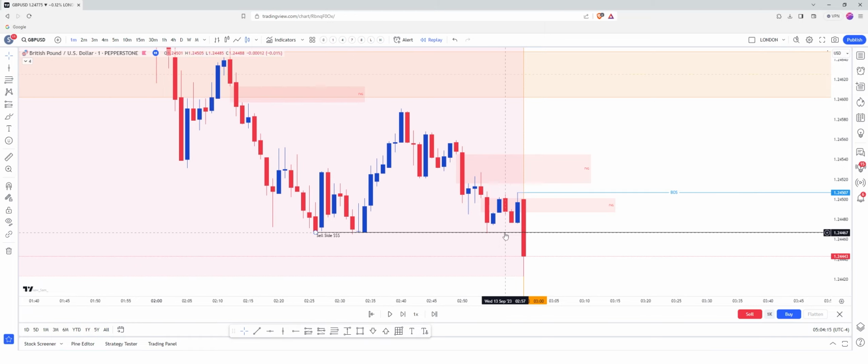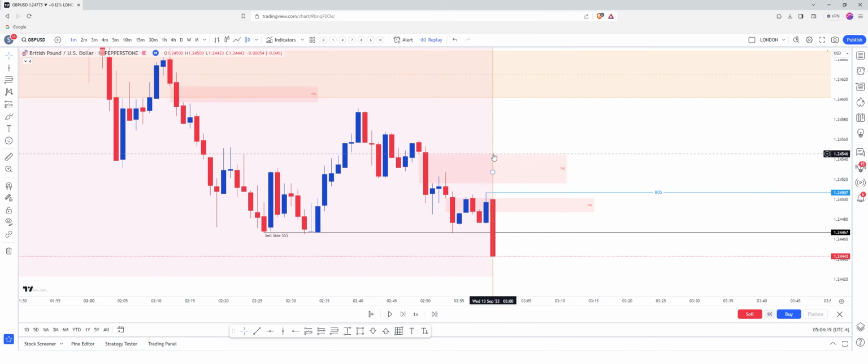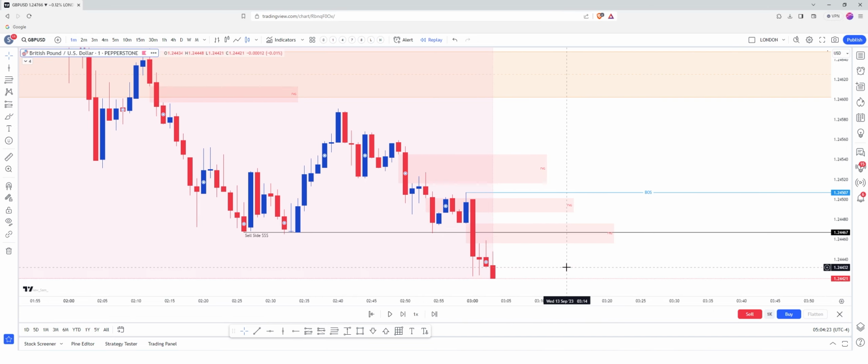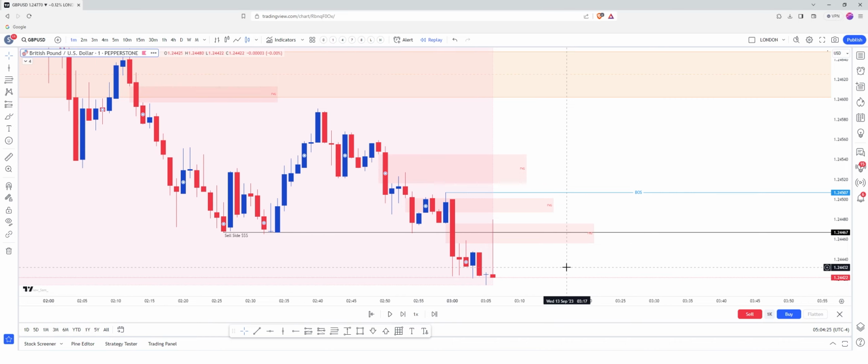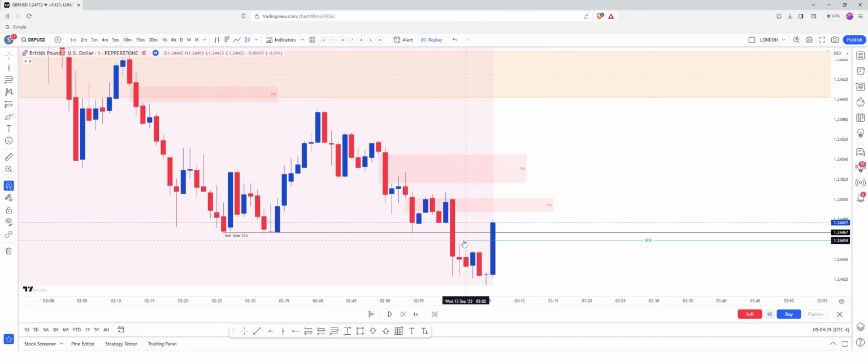We've taken all of this liquidity. We've taken the previous session liquidity with an aggressive move down. I want to see an aggressive buyback. Something like that. So that was our break of structure here now.